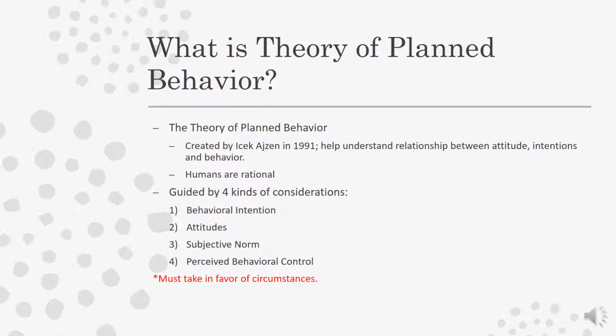So, what is the theory of planned behavior? The theory of planned behavior was created by Ajzen in 1991 to help understand relationships between attitude, intentions, and behavior. The idea was that humans are rational, and this is guided by 4 different considerations: the behavior intention, attitude, subjective norm, and perceived behavior control. However, this must take into account different circumstances that may occur.